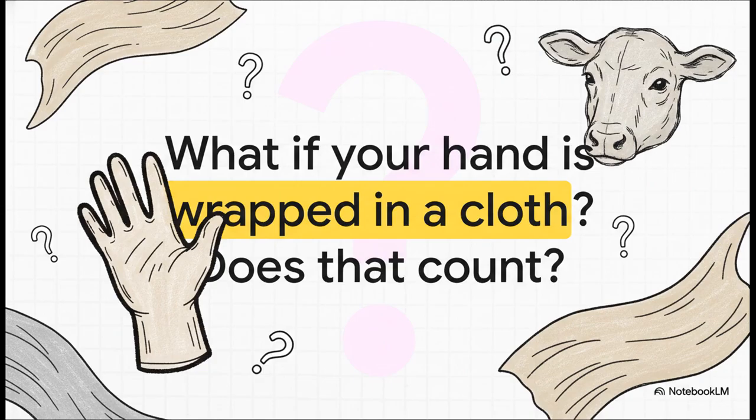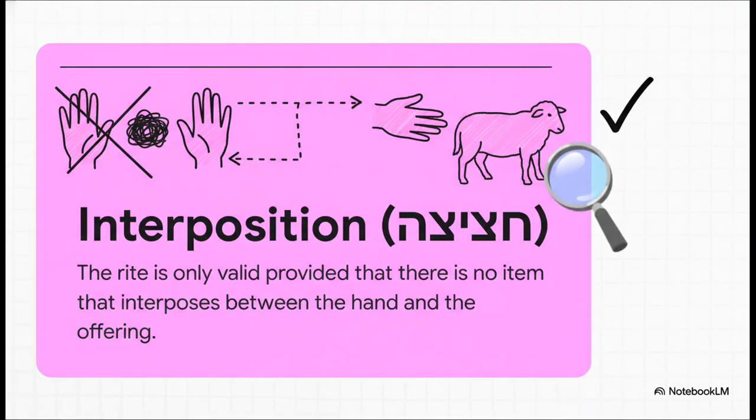There's one final, really subtle question raised by Rabbi Yirmiyah. He asks, what if there's something between your hand and the animal's head, say a glove or a piece of cloth? Your hand is in the perfect spot, but is the contact direct enough? And this brings us to the final piece of the puzzle. It's a principle called hatzitza, which basically means interposition. And the ruling is simple. The contact has to be direct, skin to hair. Nothing can come between the hand and the animal. This is to make sure that the physical connection of the ritual is totally pure and unbroken.